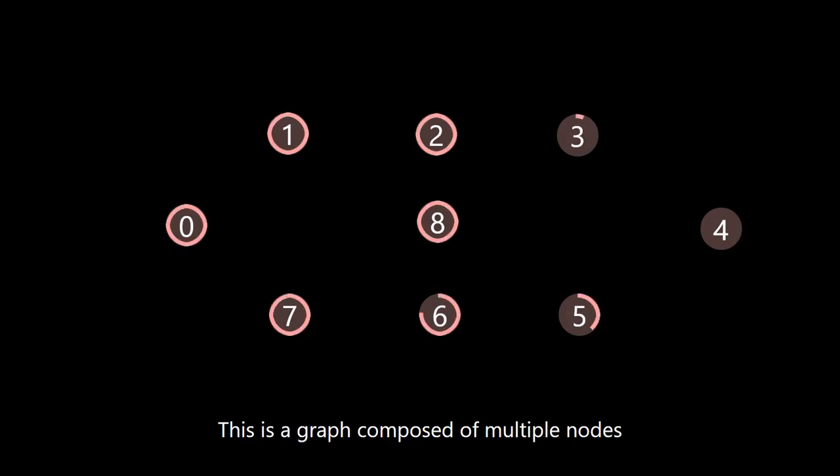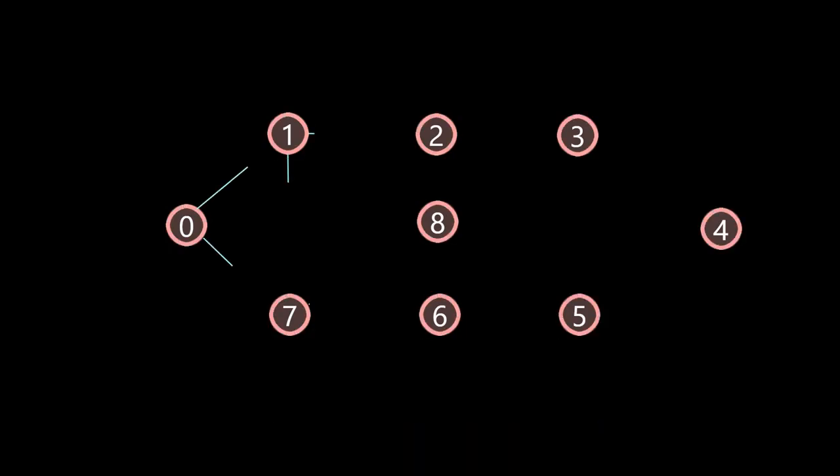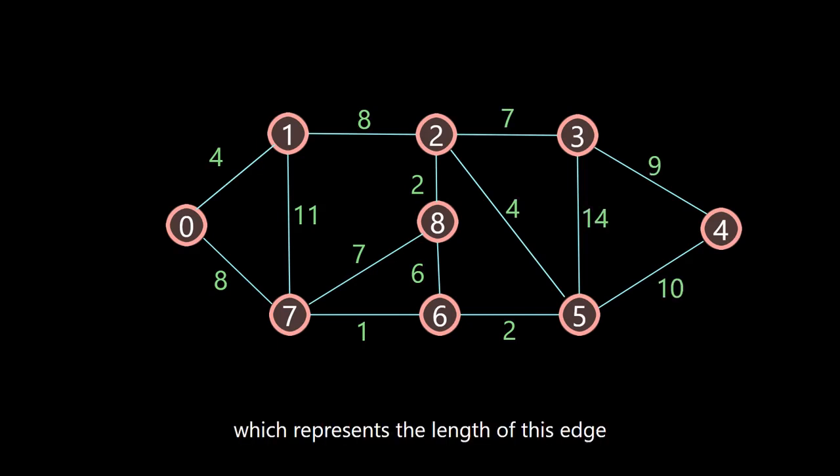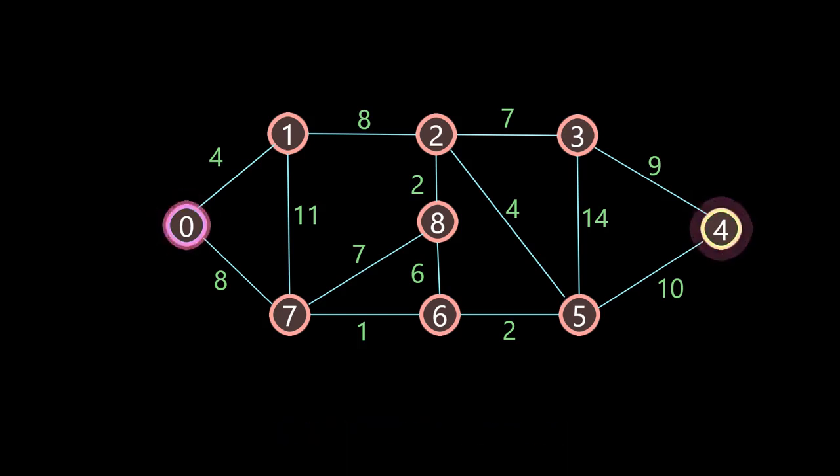A graph is composed of multiple nodes and multiple connected edges. Each edge has a weight which represents the length of this edge. If we want to start from 0 and arrive at 4, what should be the shortest path? What is the shortest path length?